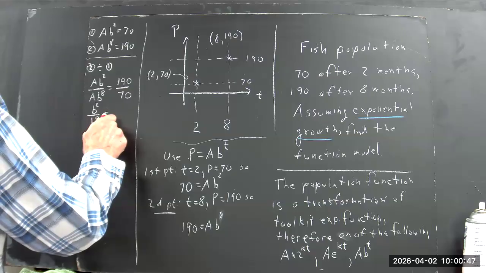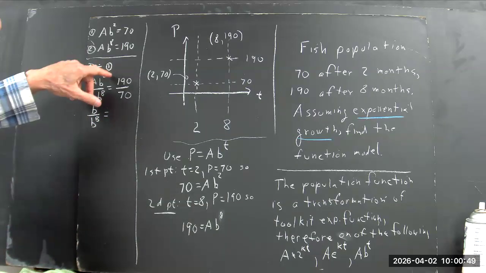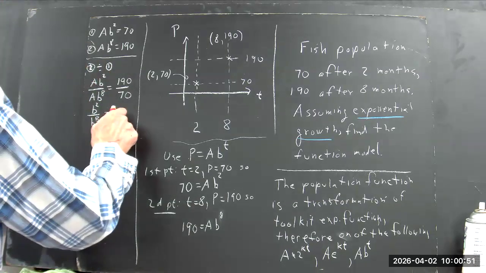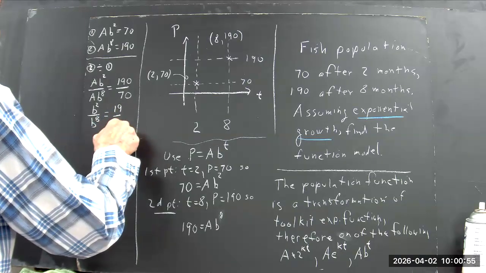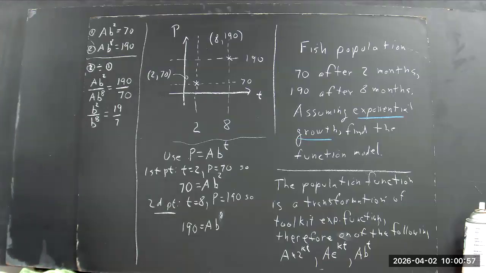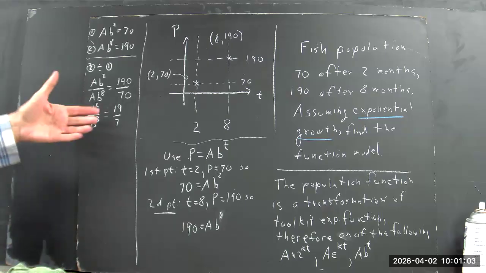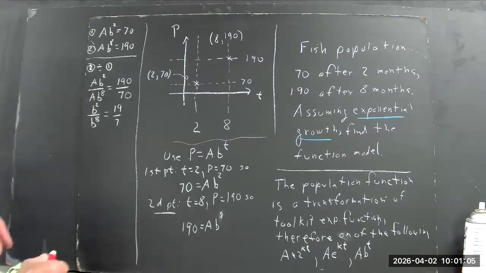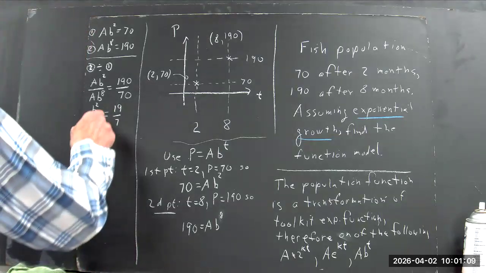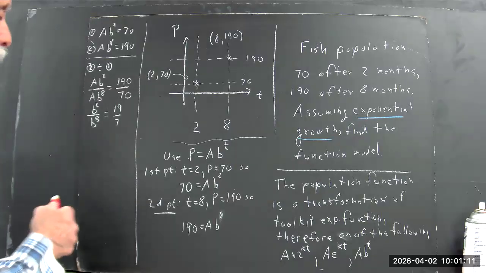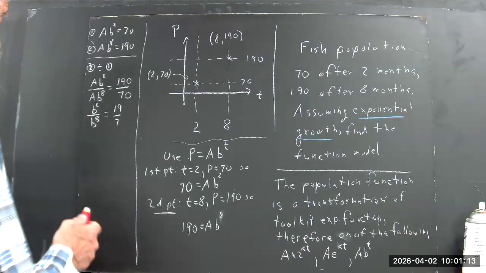So I got b squared over b to the 8th, and 190 over 70. Still write this as a fraction. I don't want to convert this to a decimal at this point. It's always best to keep the fractions until we're sure we're not going to get something that's easier with decimals. This is going to turn out to be easier with decimals. Okay, b squared over b to the 8th. What's b squared over b to the 8th?